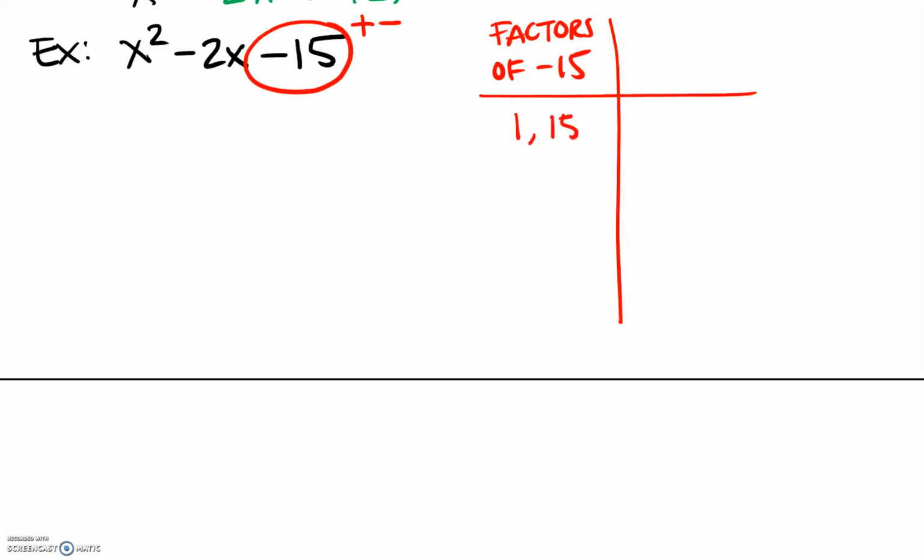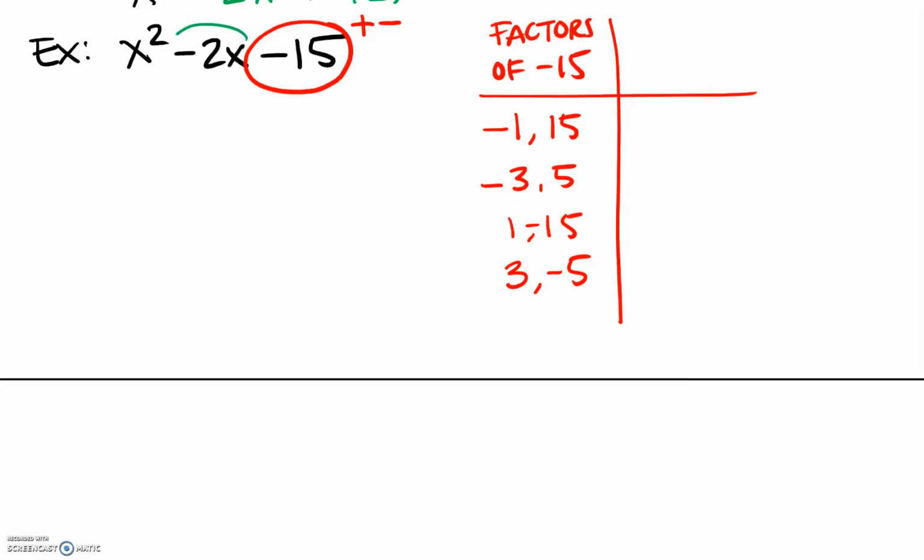1 and 15, 3 and 5, and those are the only things that multiply to 15. Now, one of them needs to be negative. So technically, we can make two different versions, right? One where I make the 1 negative, one where I make the 15 negative, one where I make the 3 negative, and one where I make the 5 negative. But this is really unnecessary to do all of these.